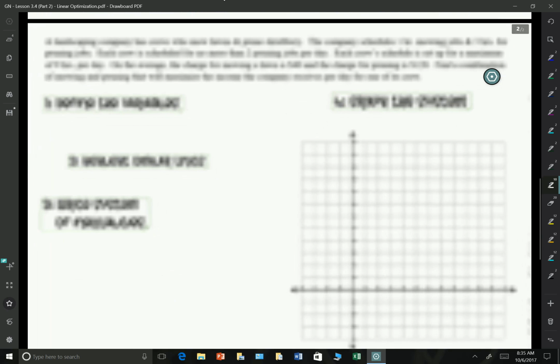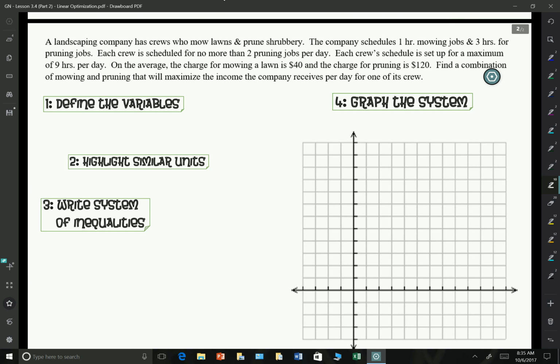A landscaping company has crews who mow lawns and prune shrubbery. The company schedules 1 hour for mowing jobs, 3 hours for pruning jobs. Each crew is scheduled for no more than 2 pruning jobs per day. Each crew's schedule is set up for a maximum of 9 hours per day. On the average, the charge for mowing a lawn is $40. The charge for pruning is $120. Find a combination of mowing and pruning that will maximize the income the company receives per day for one of its crews.